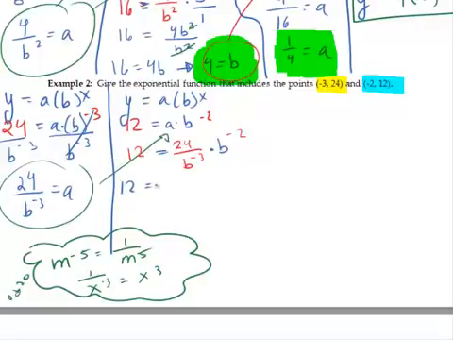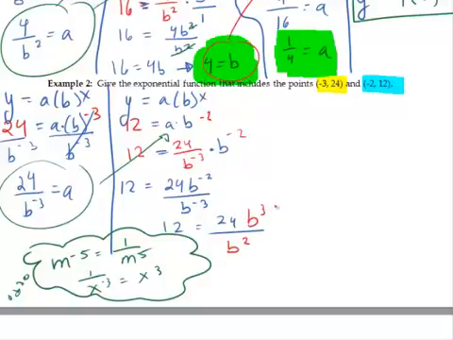So 12 equals 24 b to the -2 over b to the -3. Let's swap these. So we get 12 equals 24 over this one, the b to the -2 becomes b to the +2 on the bottom, and b to the -3 becomes b to the +3 on the top. So switching from numerator to denominator, change the signs.